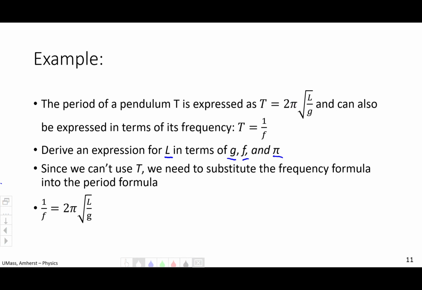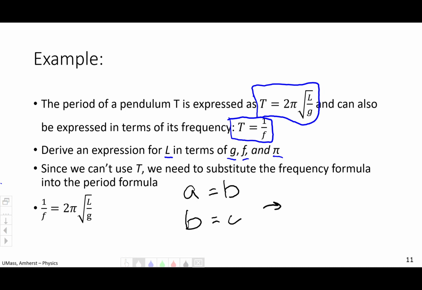What we can't use is T. We need to substitute the frequency formula into the period formula. We have these two things that mean T. Here's one T, and here's the other T. This works because of the following reason. We can just set these equal to each other because if A equals B and B equals C, then A equals C. So if T equals one formula and T equals another formula, those two formulas can be put right back to back on either side of the equal sign, and that's what we've done right here.